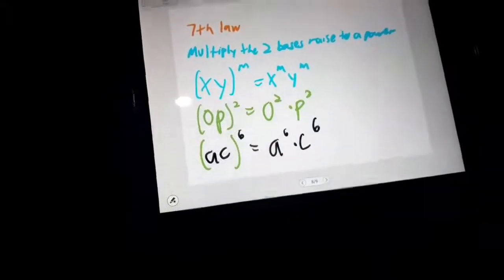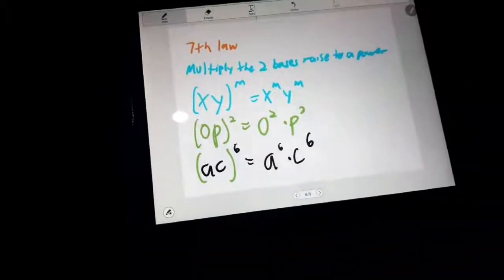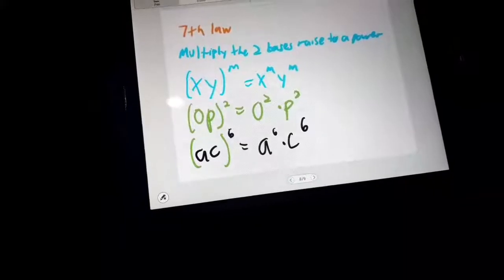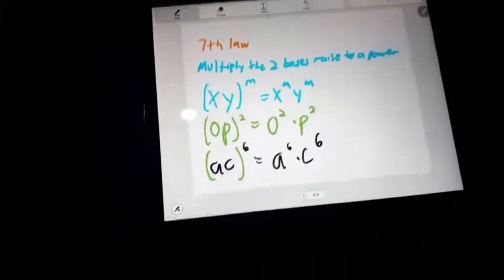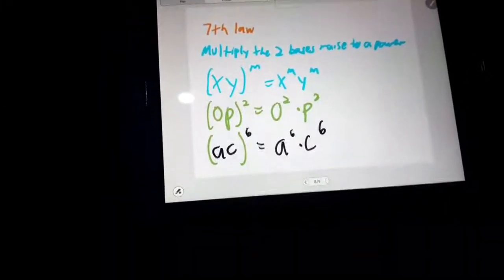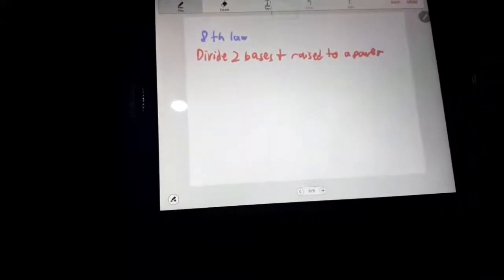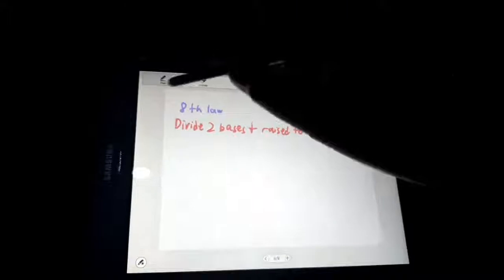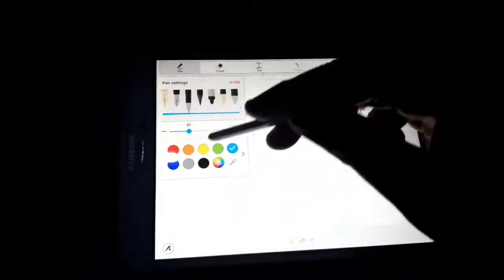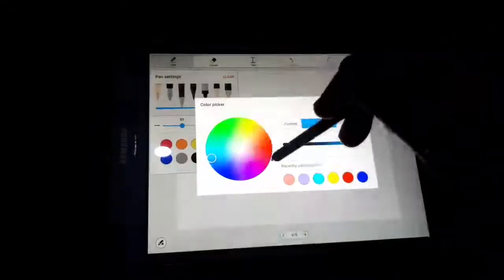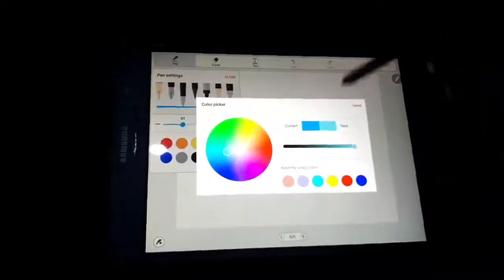Kasi compared sa last law, maiba yung mga operations like multiplication and division lang po. And here's the last law. Divide the two bases raised to a power. So, fraction naman yun. So, reciprocal naman ulit. Lagay mo yung fraction.